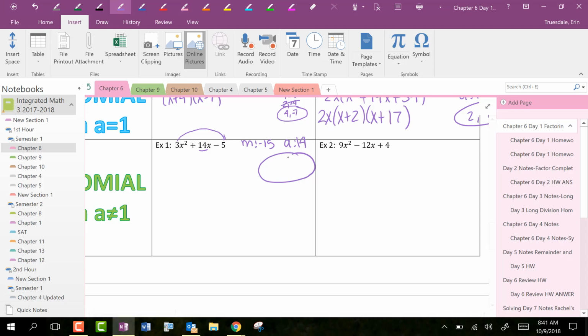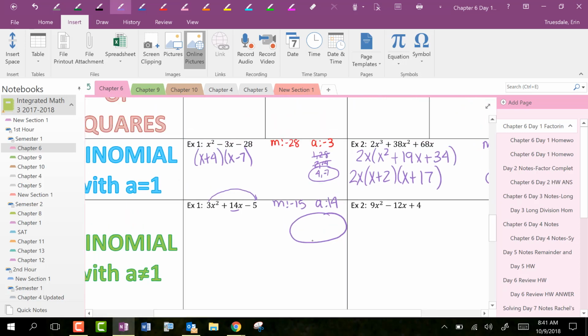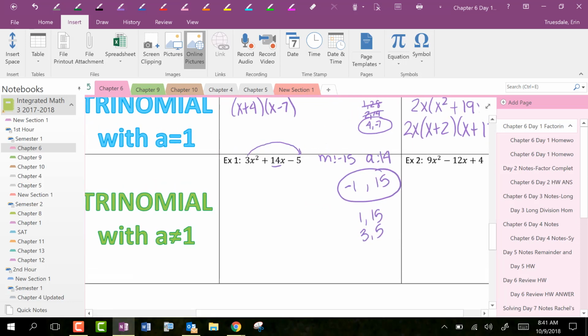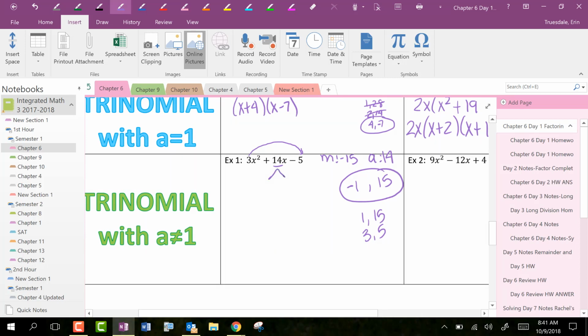The only options for 15 would be like 1 and 15, 3 and 5. What's going to make 14? Is 1 and 15 possible, or 3 and 5 to make 14? 1 and 15. It has to make negative 15 when you multiply, so one of them is negative, and they have to add to positive 14. So negative 1 and 15. Now I'm going to split my middle term. I'm going to split this 14x into negative 1x and 15x.